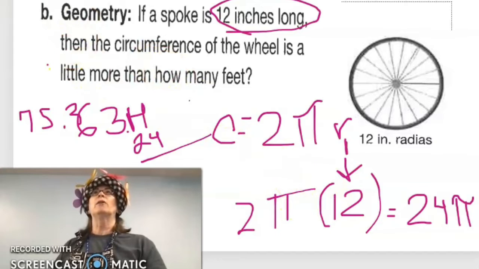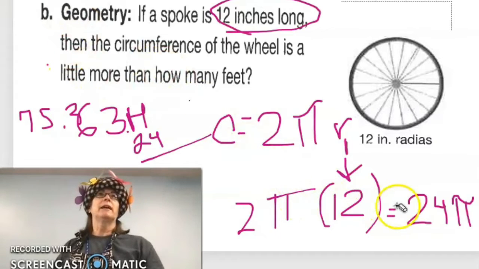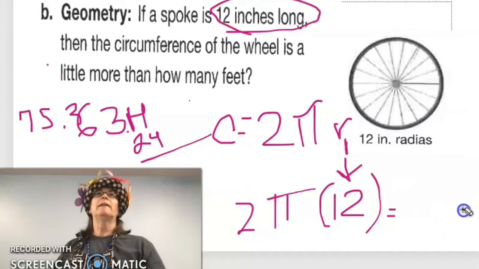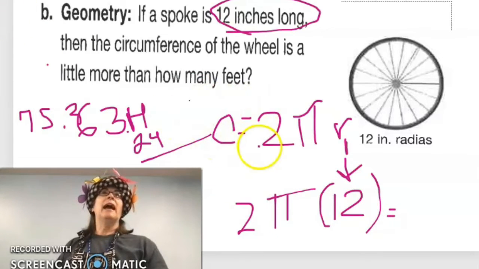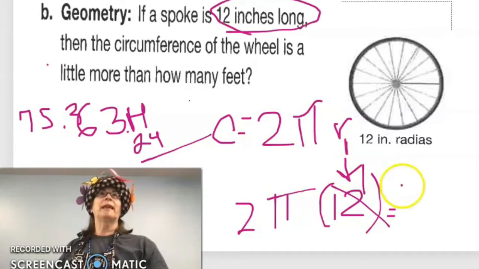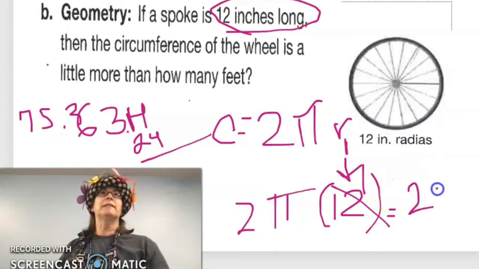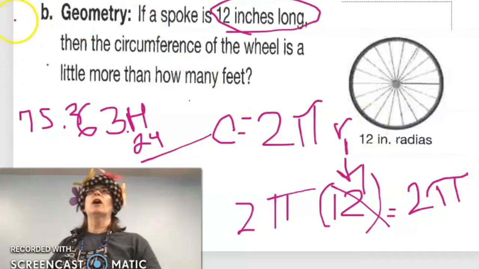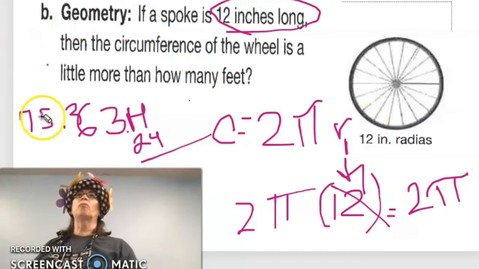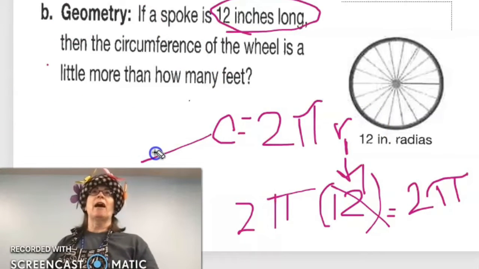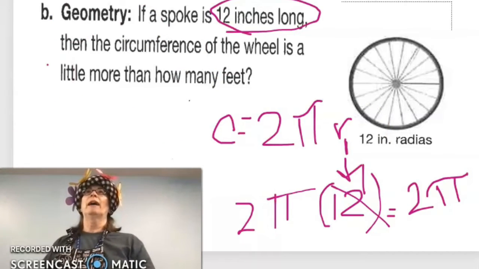So we're going to have to erase the 24 pi. And we're going to make this 1. We're going to make that 2 pi feet. Does everybody understand why we changed from inches to feet? Yes. And so, guess what? All of that work that we just did is now gone. Oh, how sad.